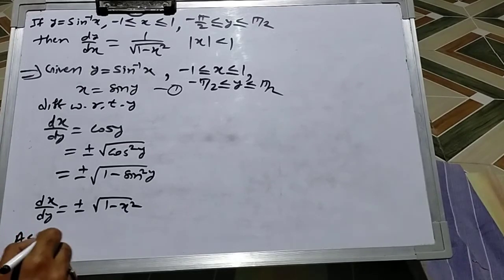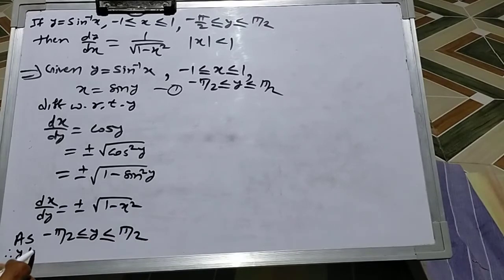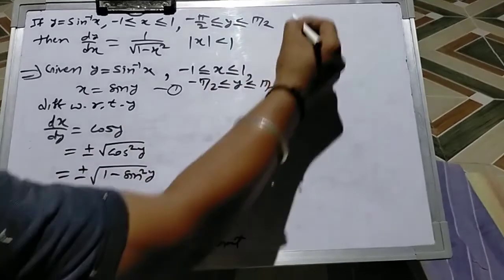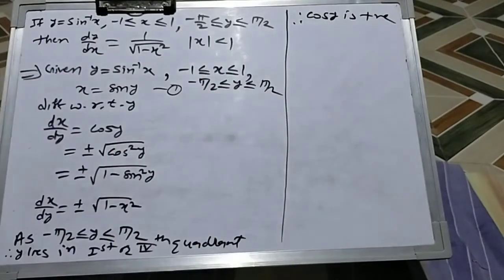As minus pi by 2 is less than or equal to y is less than or equal to pi by 2, therefore y lies in the first or fourth quadrant. In the first and fourth quadrant, cos of y is always positive. So therefore here cos of y is positive.